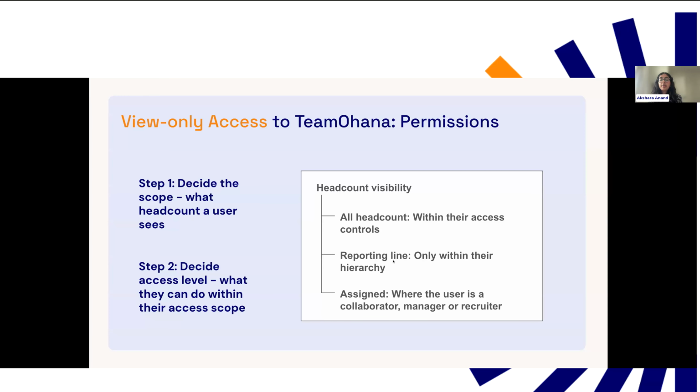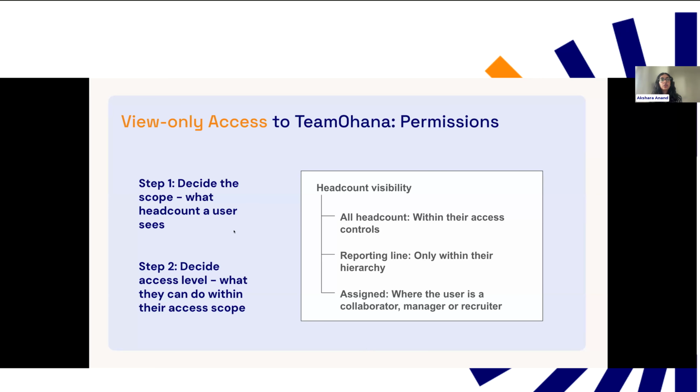Secondly, the access can be just to the user's reporting line. So for everyone in their hierarchy, all the people who roll up into that user, they will be able to see the headcount pertaining to their reporting line. Or third, they will just be able to see the headcount where they are explicitly assigned. So either they have requested it, or they are a collaborator, the reporting manager, recruiter, or assigned in any other capacity to that headcount explicitly.